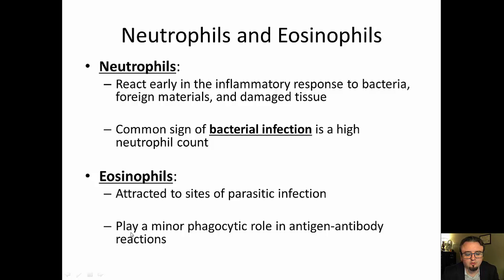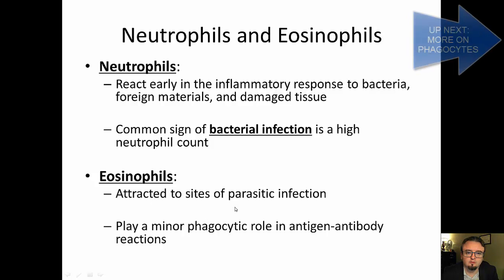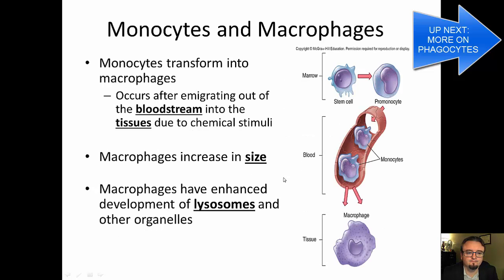They also play roles in what are called antigen antibody reactions, which is something that we'll talk about later when it comes to chapter 15 and chapter 16. We'll talk about disorders of the immune system. So these are both very general types of phagocytes, neutrophils being the most common, and eosinophils being a type that would respond to certain types of infections, worm infections as an example there.